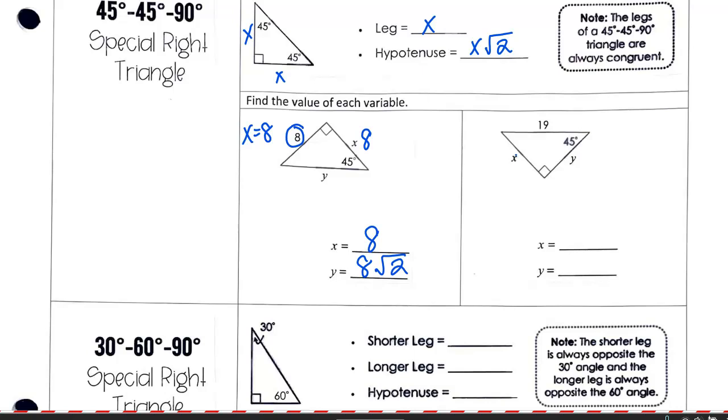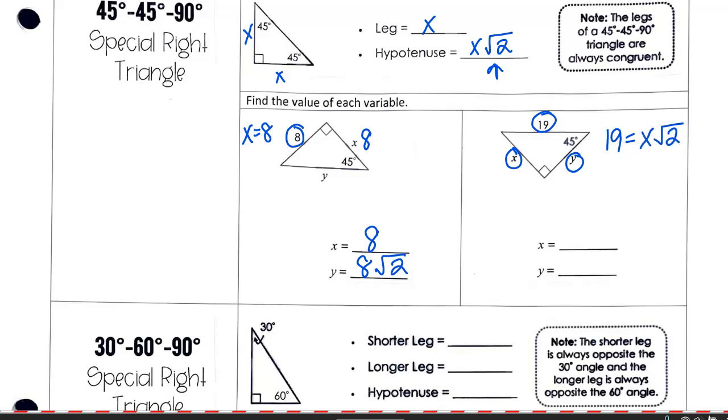So you'll see in this one, we are missing our legs, but we are given a hypotenuse, and it doesn't have the square root of 2. If it was like 2 square root of 2, then we would know that x was 2. That would be easy, but this is not going to be easy for us. So what we're going to do is set up an equation to solve for x. So we know that that leg is the same as this ratio.